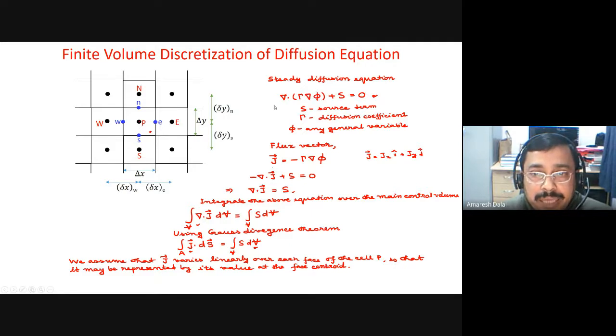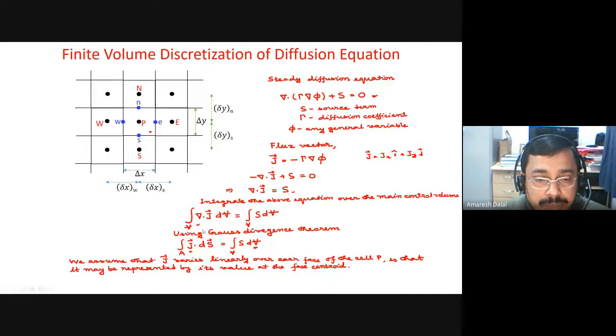So we can write the flux vector as J equal to minus gamma grad phi. If we write it here, we can write divergence of J equal to S. Now this equation we need to integrate over this control volume. If you integrate it over this main control volume and use the Gauss divergence theorem, then you can convert this volume integral to a surface integral. Now you are writing in terms of fluxes.